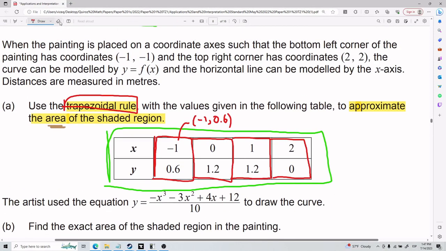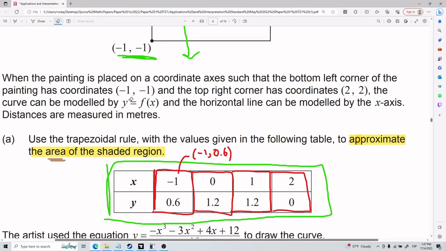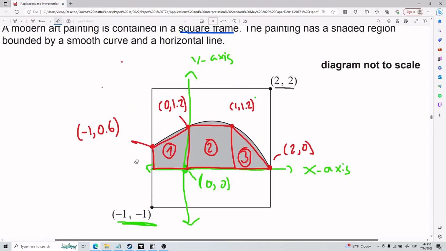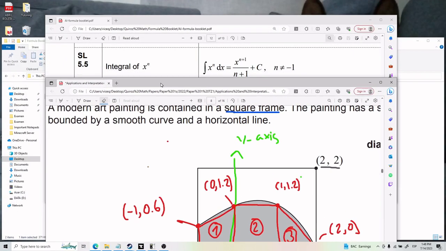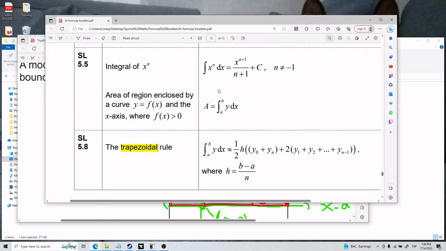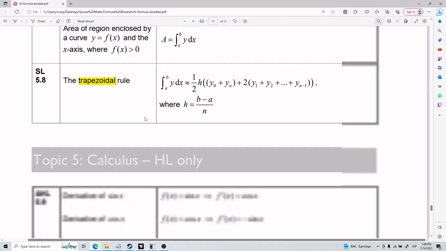So that's the context of what we're going to do and why. It helps me find the area. You split up a curved figure into more square-like figures, find the area of those, and add them up, boom. That's the trapezoidal rule in a nutshell. Now, if we open up our formula booklet, which I have right here, and you look for the trapezoidal rule, it's right there.